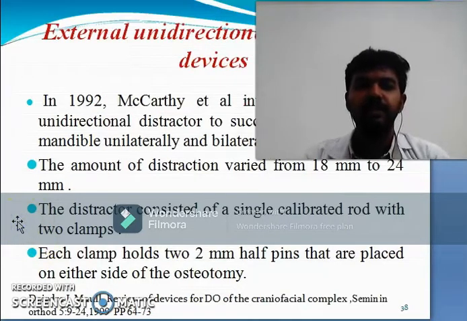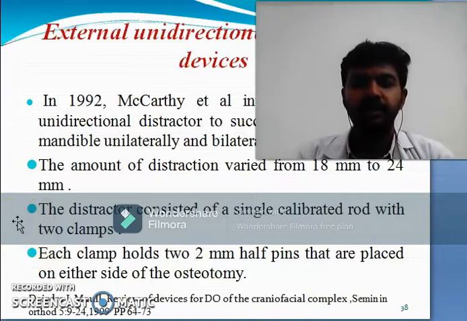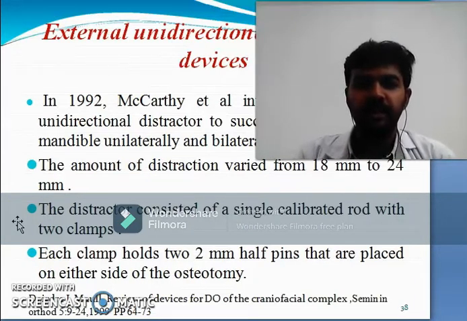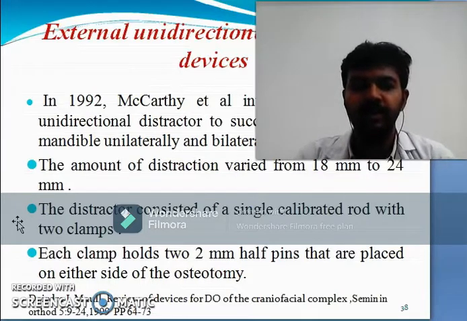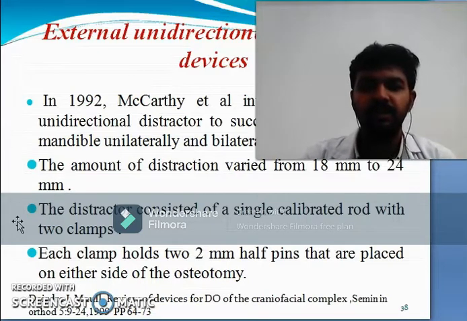External unidirectional distraction devices. In 1982, McCarthy et al. introduced an external unidirectional distractor to successfully lengthen the mandible unilaterally and bilaterally. The amount of distraction varied from 18 mm to 24 mm. The distractor consisted of a single calibrated rod with 2 clamps. Each clamp holds 2 mm half pins that are placed on either side of the osteotomy.